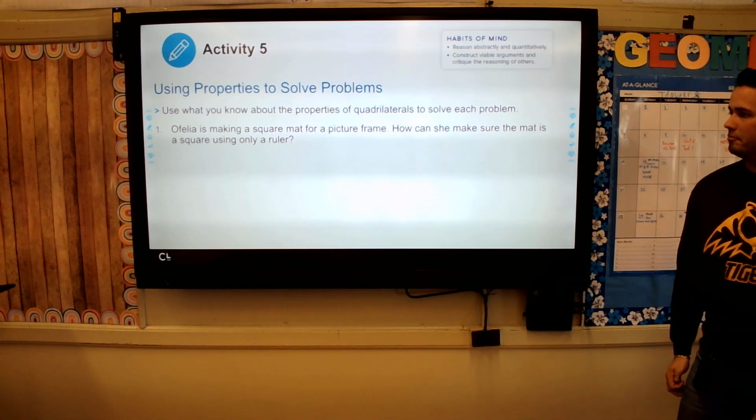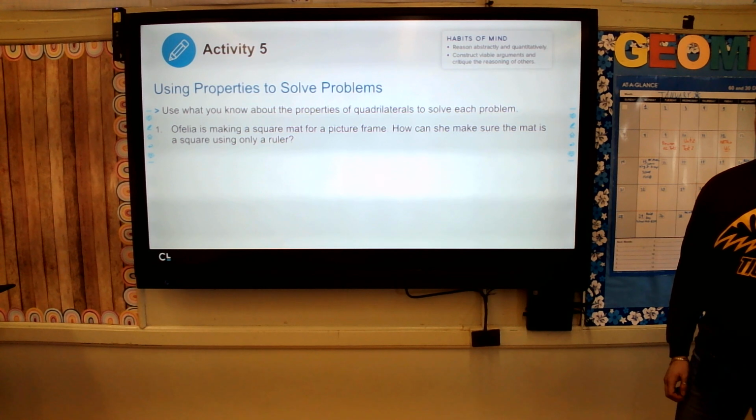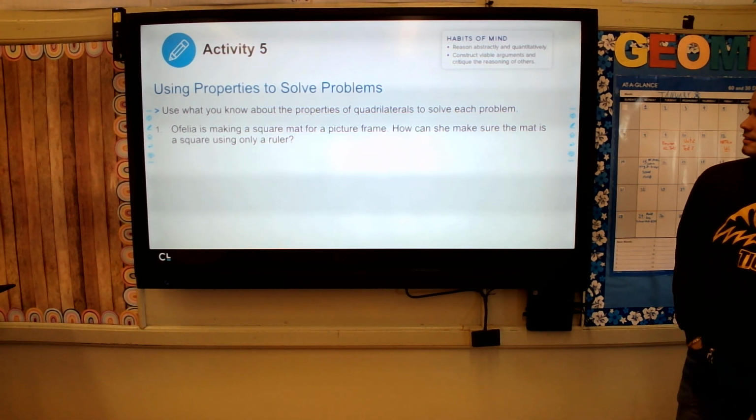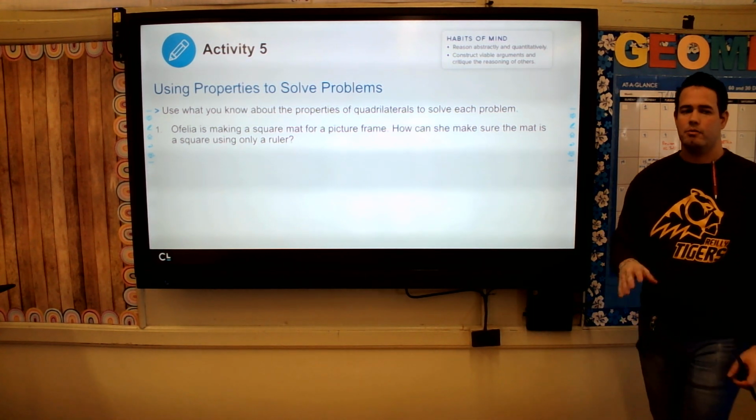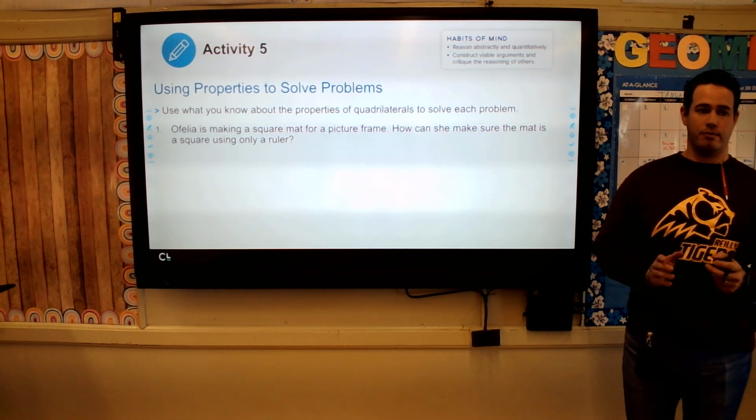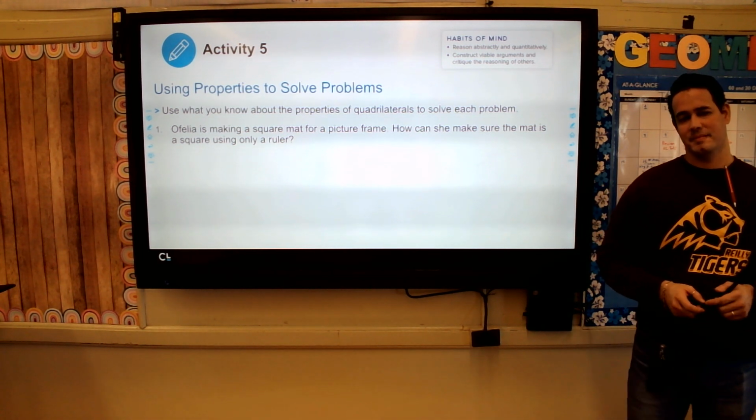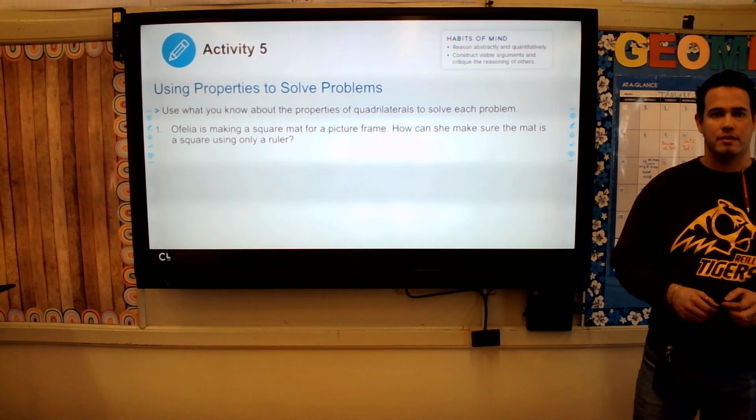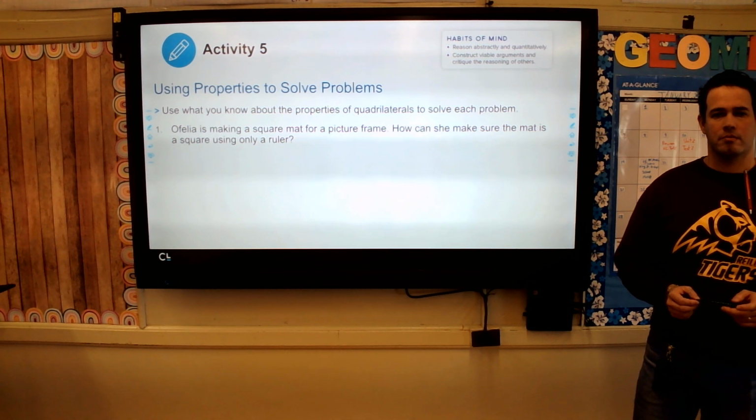Ophelia is making a square mat for a picture frame. How can you make sure that the mat is a square using only a ruler? How do I make sure that my mat is a square using only a ruler? You have ideas? You can make sure all the sides are congruent, and with the edges of it, you can make sure it's perpendicular.